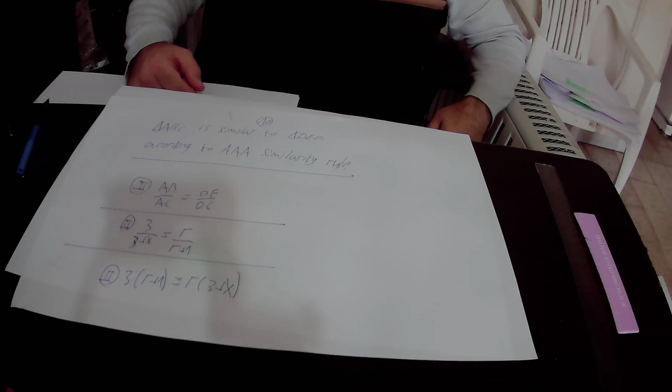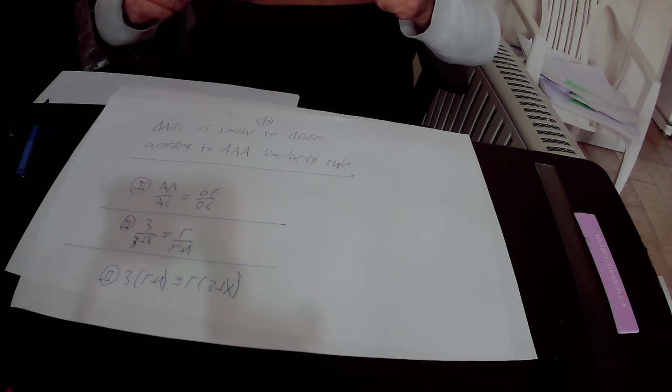So what is the angle similarity rule? The angle similarity rule is that if you prove that all three angles of one triangle are congruent to all three angles of another triangle, then you proved that those two triangles are similar to each other according to the angle similarity rule.